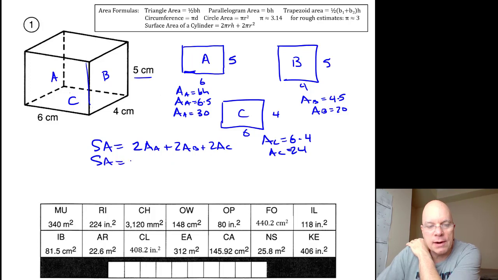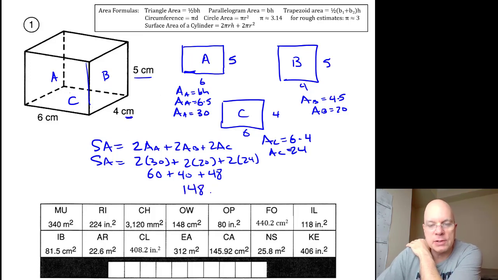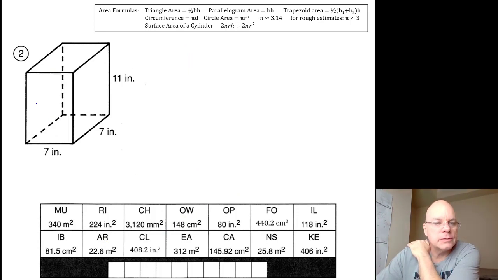And when I substitute the areas that we just calculated, I have 2 30s and 2 20s and 2 24s. So 60 and 40, that's nice, that's 100. And 48, so 148. They were all given in centimeters, so centimeters squared. That was that one. Number 2 is just a different rectangular prism.